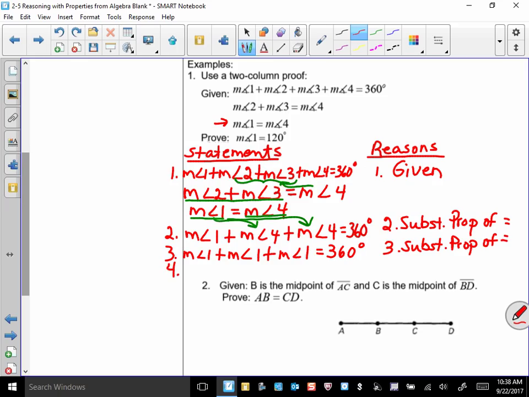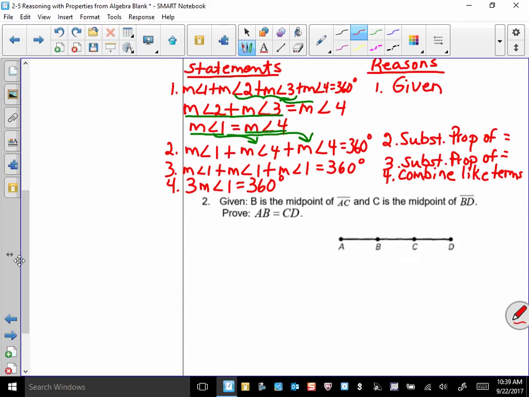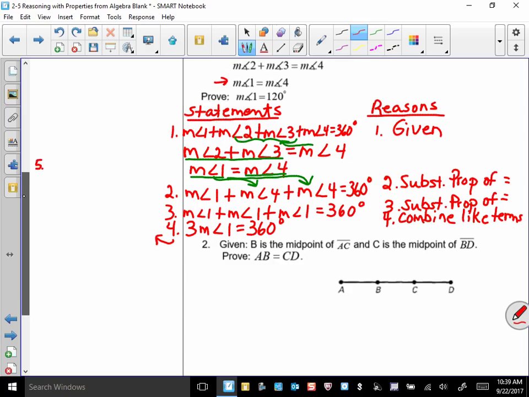So now, what can I do? Oh, I'm going to add all these together. So that's going to be 3 times the measure of angle 1 equals 360 degrees. And once again, I'm just going to use my old standby reason, combine like terms. All right, and I didn't leave myself enough room here to get my 5th step in, so I'm going to just bring it right over here. Hopefully you got room on your paper. So number 5 statement is just going to say, what is it I'm trying to prove? Measure of angle 1 equals 120.